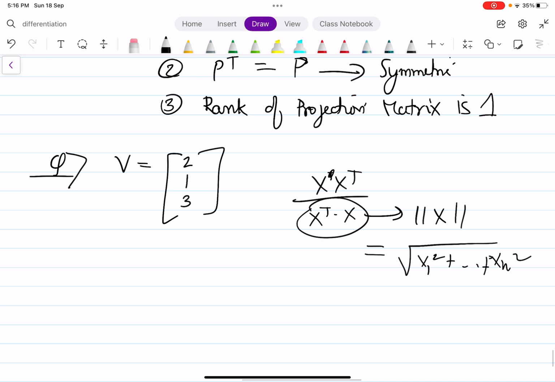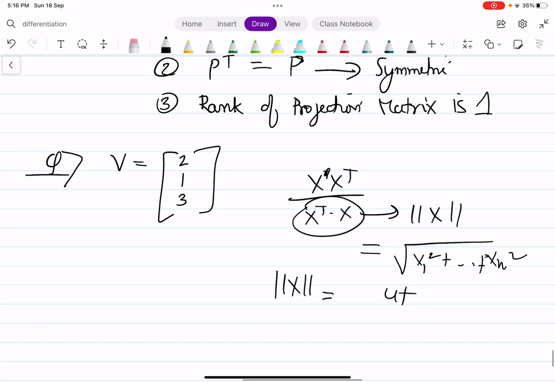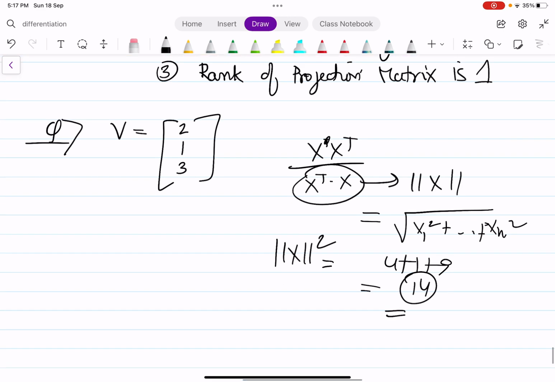So let's find out the norm of X first. The norm of X is simply the square root of 2, 1 and 3, and you add them. So this is 4 plus 1 plus 9, which is 14. Okay, you square root them also, but for the projection matrix purpose we don't square root, so you can just take it as norm square and you'll get 14. If you square root also the things are same, but for the simplicity in projection matrices we don't square root it, so your norm will be 14 in this particular case.